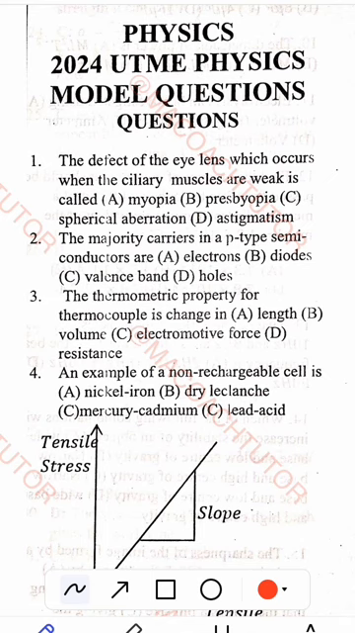The best option to question one is option B. So let's move to question two. The best option to question two is option D. So let's move to question three. The best option to question three is option C. So let's move to question four. The best option to question four is option B. So let's move to question five.